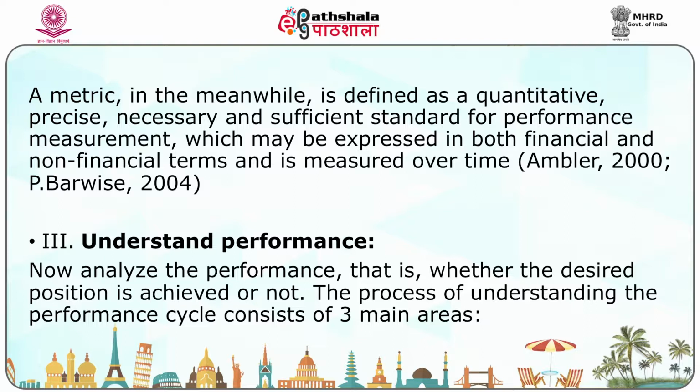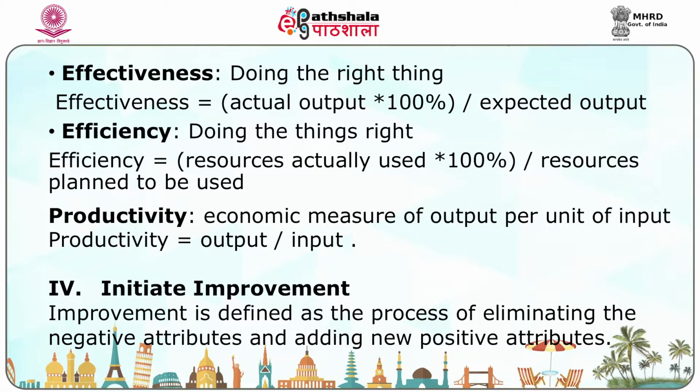Understand performance. Now analyze the performance, that is whether the desired position is achieved or not. The process of understanding the performance cycle consists of 3 main areas: effectiveness, doing the right thing, which is actual output multiplied by 100% divided by expected outcome; efficiency, doing the things right, which is resources actually used divided by resources planned, multiplied by 100%; and productivity, the economic measure of output per unit of input. Productivity is output divided by input.